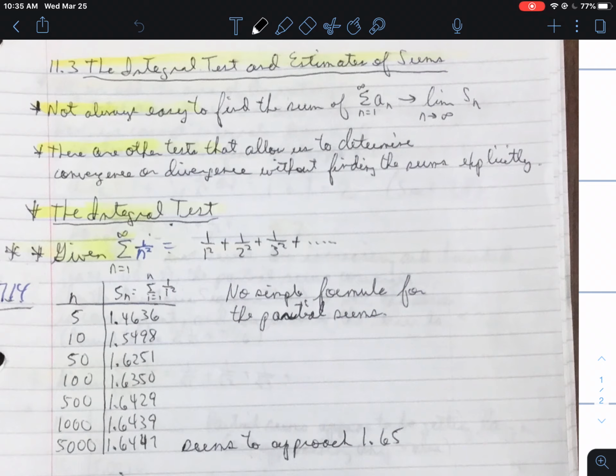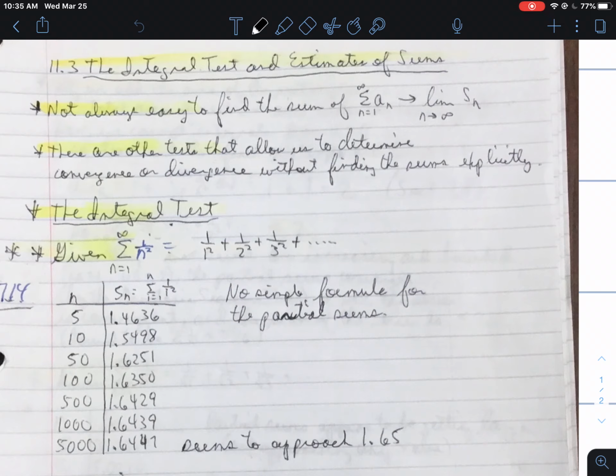Other than that, though, I kept telling y'all, it's not always an easy thing to determine the sum of a series. It's a lot easier to determine whether there is a sum, but finding the sum itself is a lot more problematic. We can do that for geometric series, but that's just one specific type of series where we can actually calculate the sum. So we're going to focus on the next several sections at least being able to determine whether the series is convergent or not.